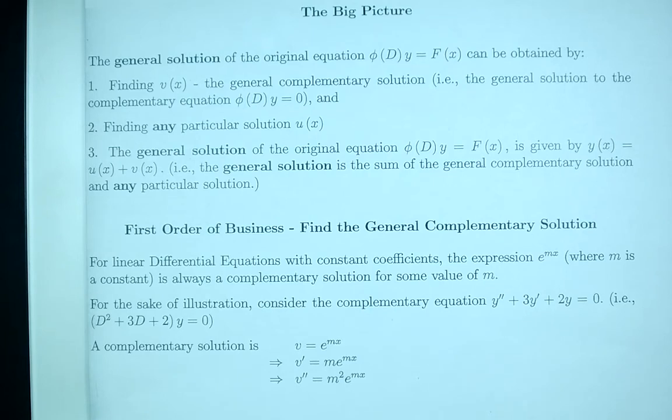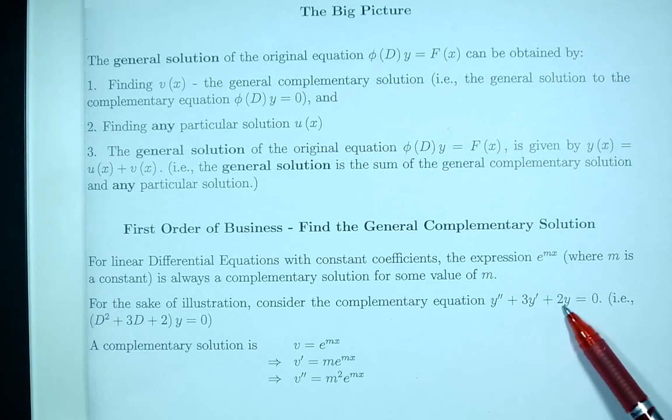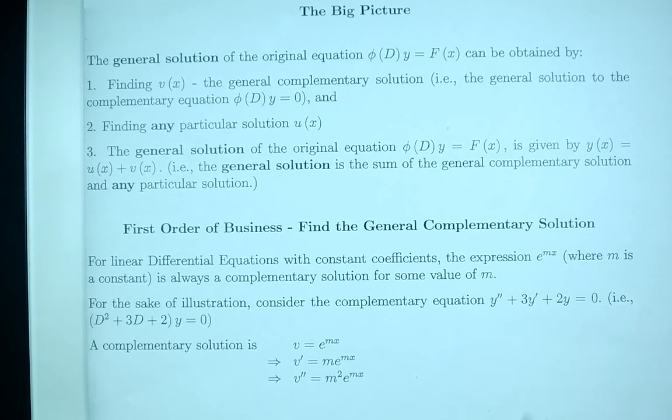Now, for the sake of illustration, let's consider the complementary equation that we had before, y double prime plus 3y prime plus 2y equals 0. Or in terms of the differential operator, D squared plus 3D plus 2, applied to y, equals 0.